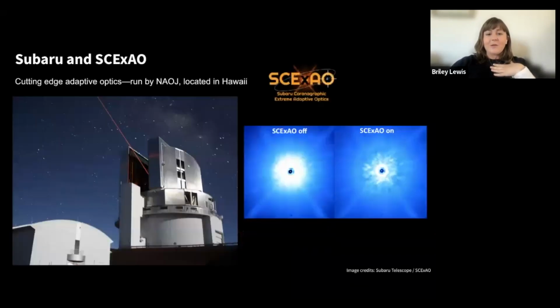And this one was found by the Subaru telescope, which is also on Mauna Kea, and has a really cutting edge adaptive optics system called SCExAO. On the right here, you can see a picture of a star where the star is blocked out without SCExAO helping, and then with it helping. So it really helps get rid of more of that starlight. And this is a telescope that's run by the National Astronomical Observatory of Japan.